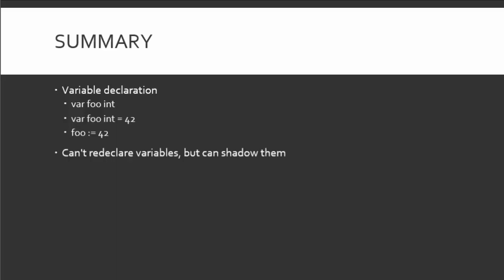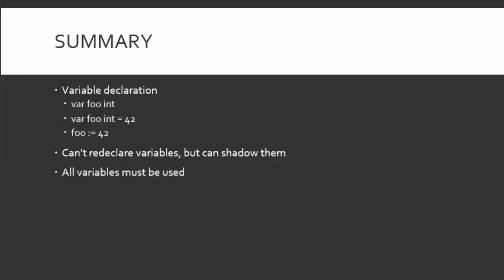We then talked about how we can't redeclare a variable, so within the same scope, we can't initialize that variable twice, but we can continue to reassign values to it, and we can shadow them. So if we declare a variable in a package scope, for example, we can redeclare that in a function scope, and that's going to shadow the variable at the higher level scope.